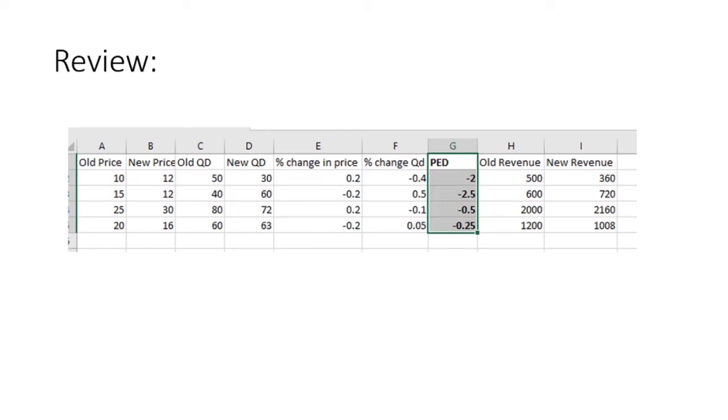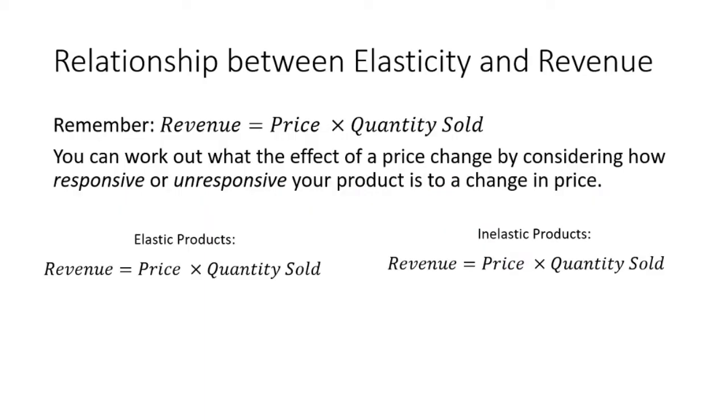The quantity demanded has increased less than proportionally compared to the percentage change in price, and so therefore we would expect to see a decrease in revenue. So the general rule for the relationship between elasticity and revenue is because revenue is equal to price times quantity sold, you can work out what the effect of a price change will be by considering how responsive or unresponsive your product is to a change in price.